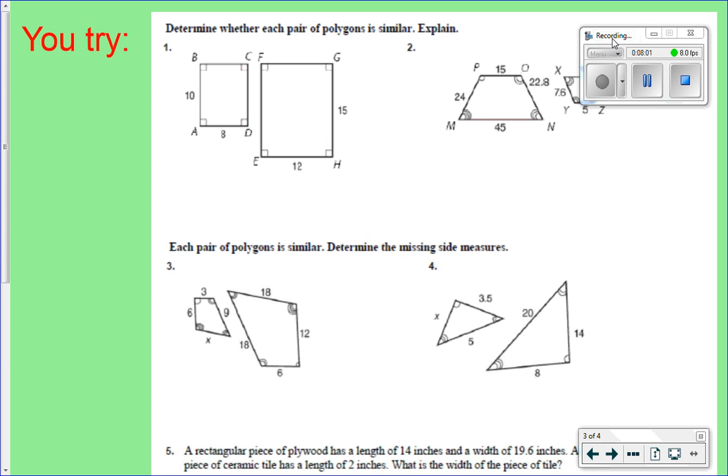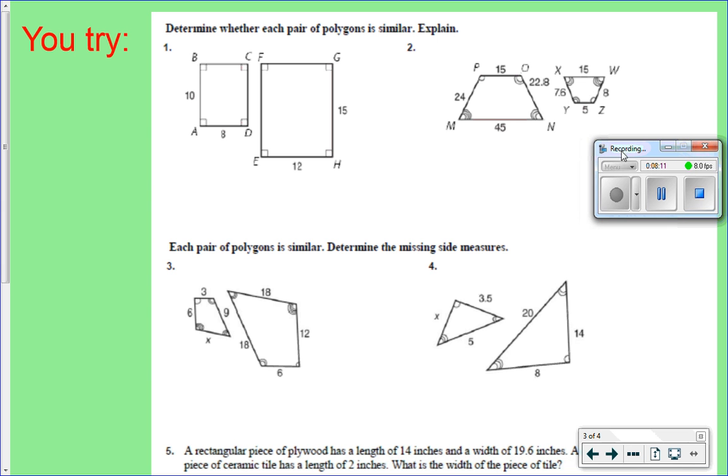All right. The back page, I want you to do numbers 1 through 4, and then I'll see where you're at in 5 minutes, and then we'll check. Only numbers 1 through 4. All right, for number 1 and 2, you were just to determine whether each pair of polygons are similar. Show us what you did.